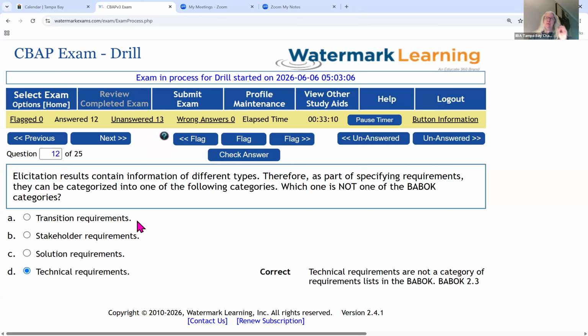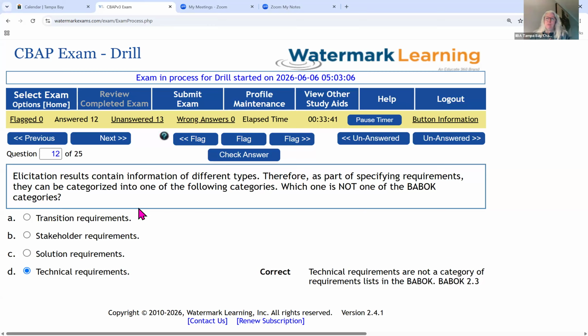Transition requirements, let me give you an example of a transition requirement. Let's say we're moving from a small warehouse to a larger warehouse. We want to move all of the inventory from the small warehouse into the larger warehouse. We need to rent a truck. That's one of our transition requirements. We have to have a truck to move these things. Once we get them moved, we don't need the truck anymore. That transition requirement is no longer a need. So we can get rid of the truck.